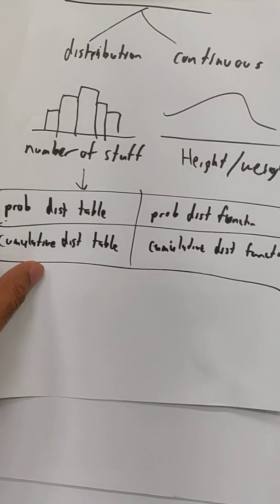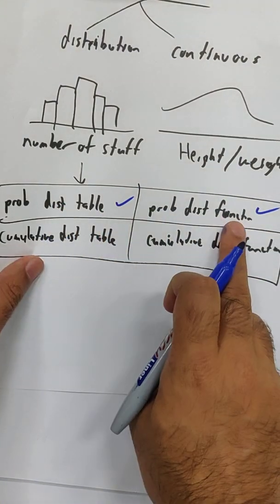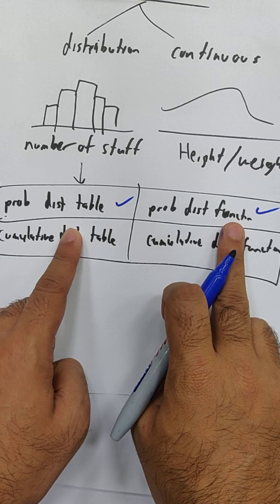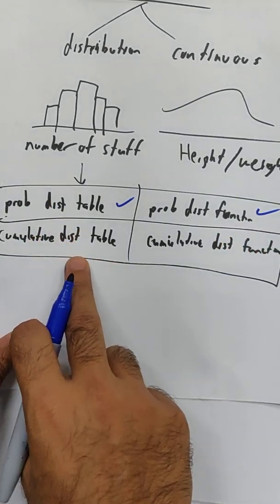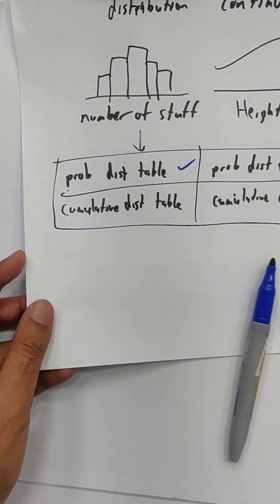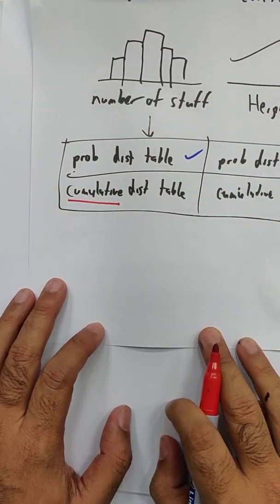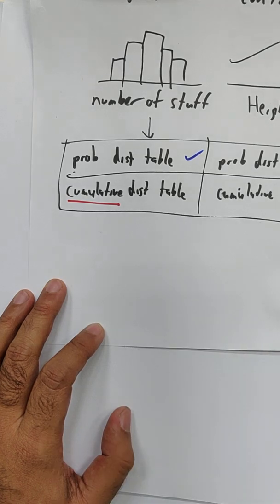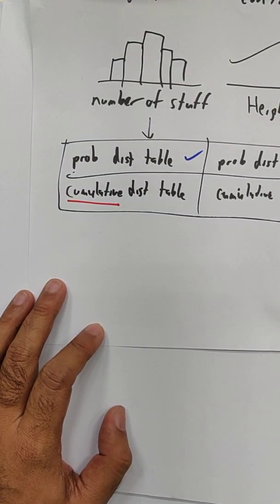Okay, so what we have done is this, that we have touched these two. So you know them well, okay? You know them well. Now we are going to this one here, cumulative distribution table. Okay, before I go further, what does the word cumulative mean? You add up, add up, add up, okay? From the beginning until the end.